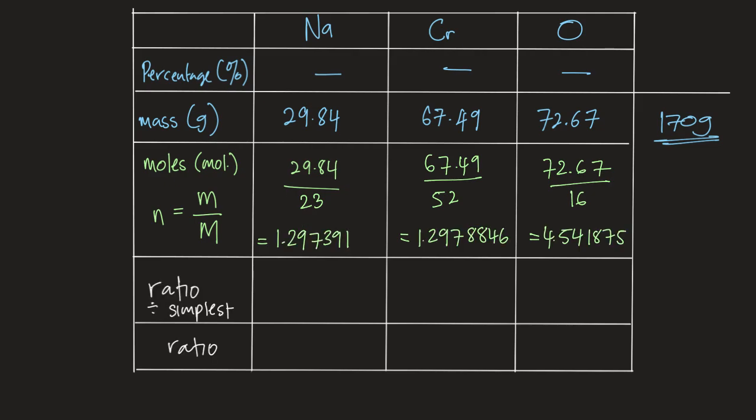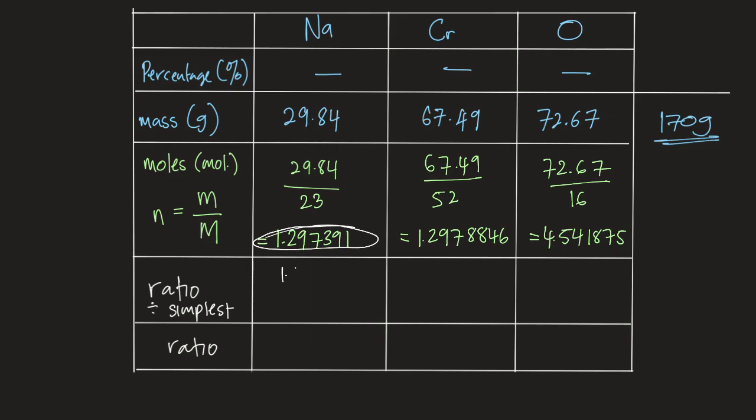Okay, so when I'm looking at this, those are my values. I need to identify the smallest one. And of these, I must look at those decimals. They're almost identical. Right, so I want to choose the smallest ratio. So this is the ratio I'm going to be dividing by.